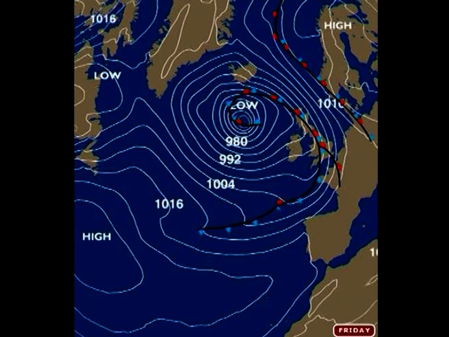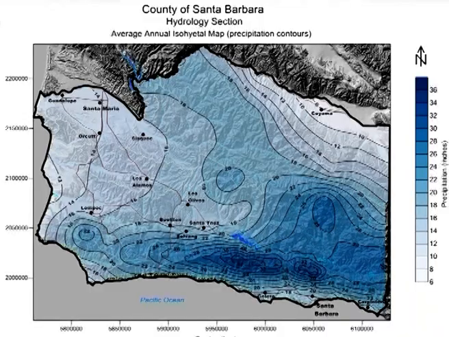Isohyet maps are maps drawn with contour lines that measure rainfall. Isohyet maps are similar to isobar maps and isotach maps. The map also has colors to help display the different levels of rainfall in the area for those who can't read a contour map.